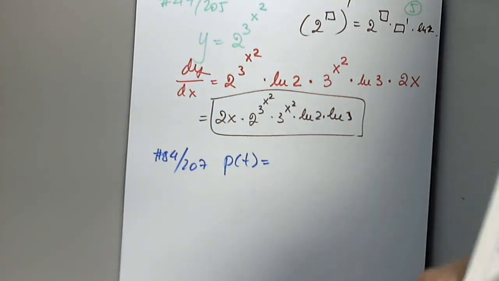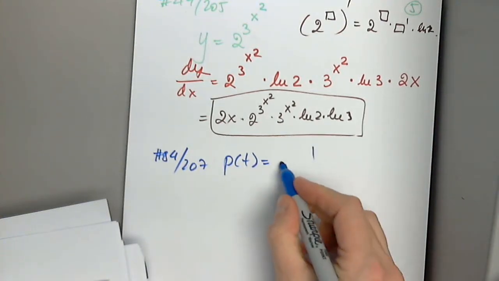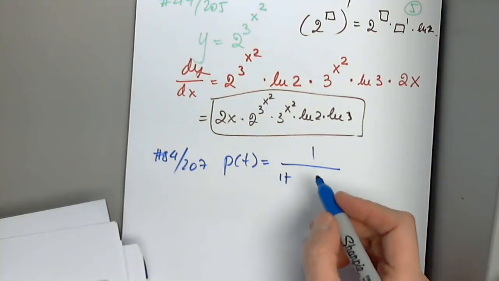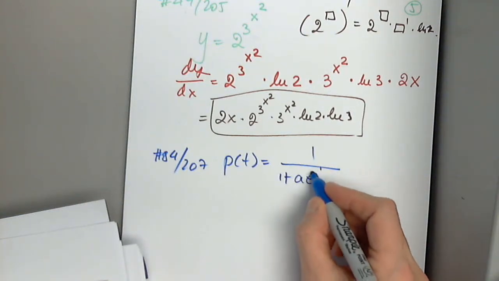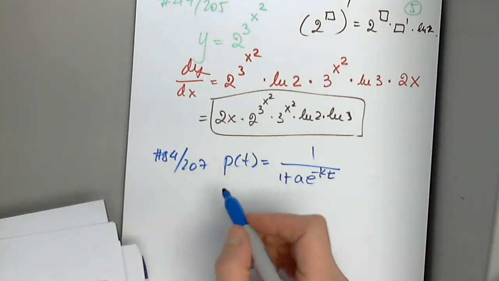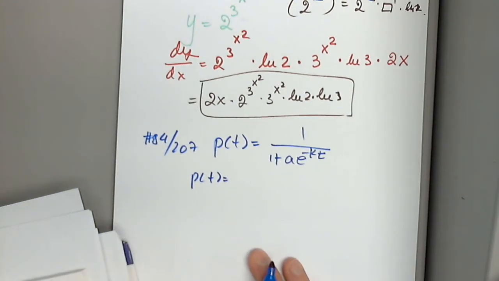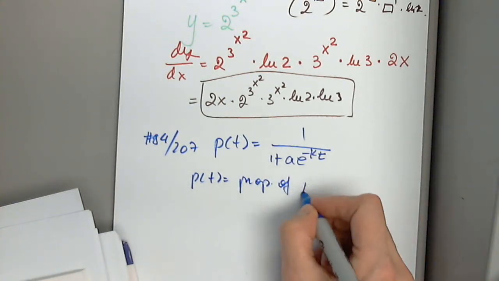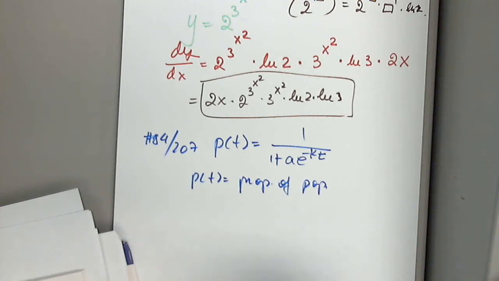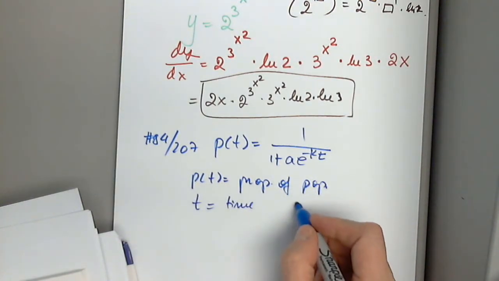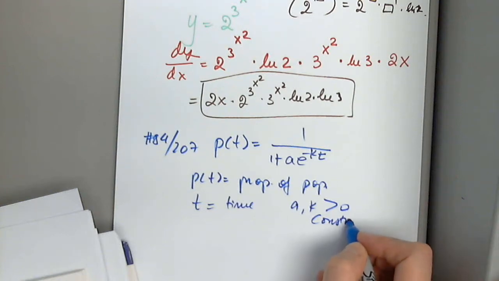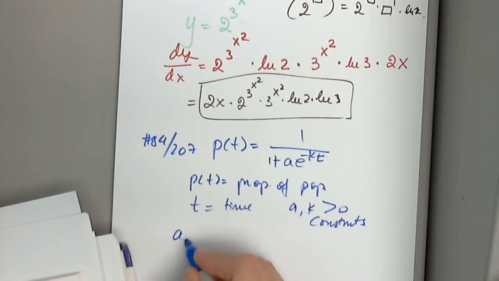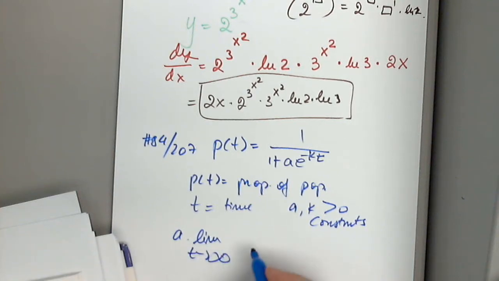Okay, so we have P of t, which is 1 over 1 plus a e to negative kt. Yes, it came back to life, thank you. Always take notes when you solve a word problem. Always. P of t, proportion of population that knows a rumor. t, time. A and k, positive constants. So two questions. Part A, the limit as t approaches infinity of P of t. And part B, find the rate of spread of the rumor.